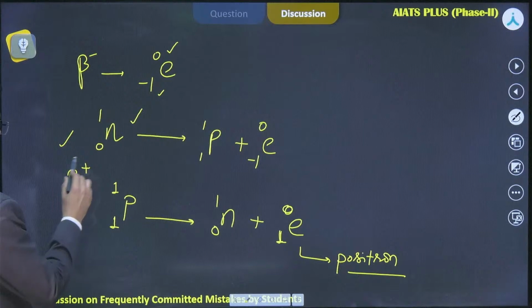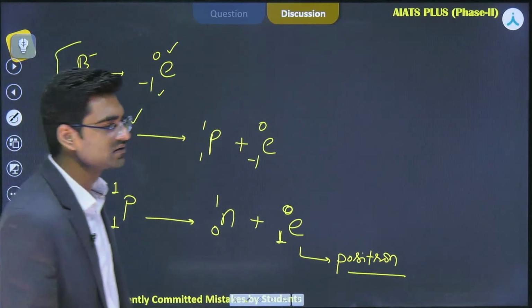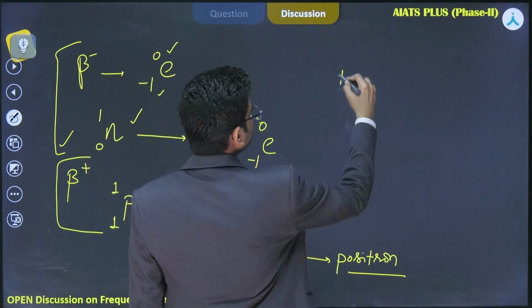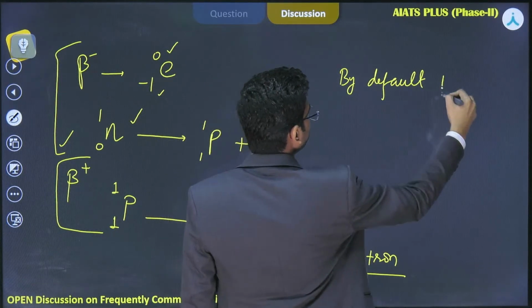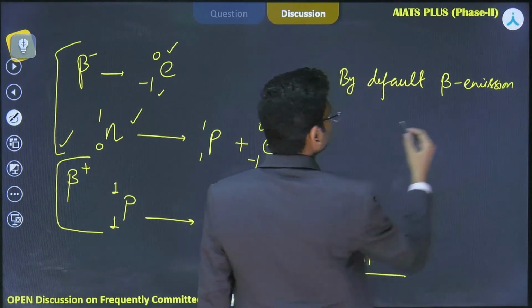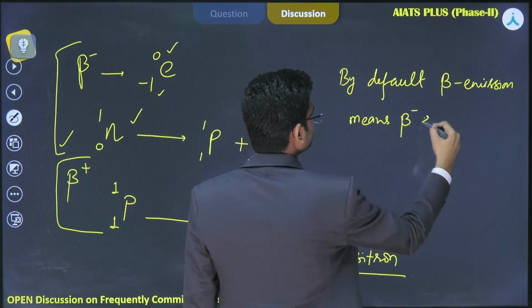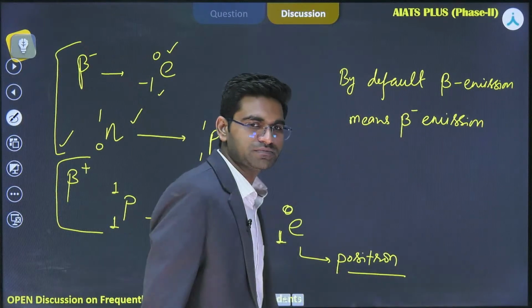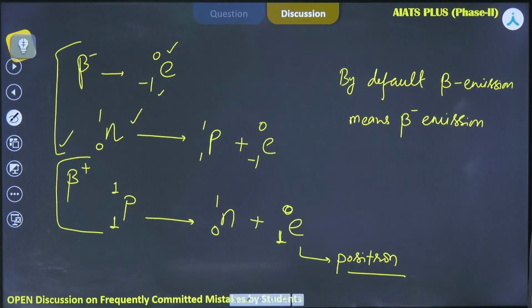This is beta plus emission. Although it's rare, it occurs in nature, okay? Usually, if nothing is specified, by default beta emission means beta minus emission, okay? By default, beta emission means beta minus emission. Is it okay? Now, can you solve this?